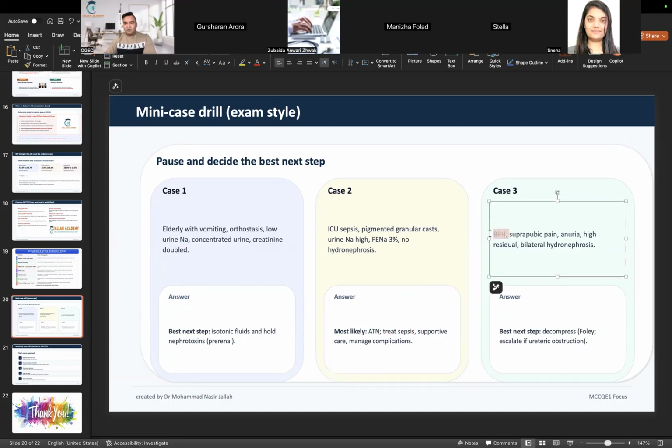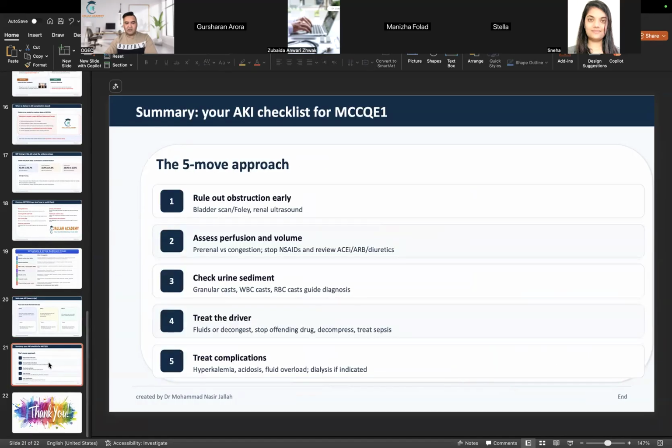I have a patient with benign prostatic hyperplasia. The patient not only has a big prostate, the patient has suprapubic pain, and the patient hasn't urinated. Also, high residual volume, and the patient has bilateral hydronephrosis. What happened? There's an obstruction, right? So it's post-renal. If it is post-renal, what do I do? I decompress. I apply the Foley catheter, and my patient will improve and get better.